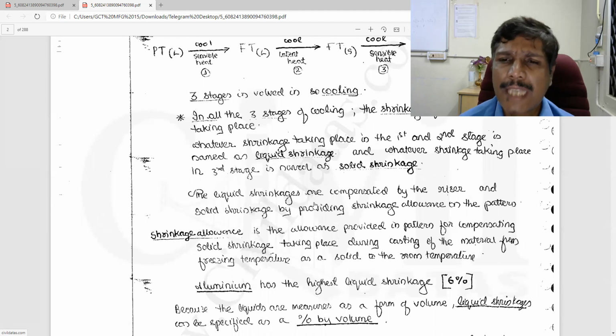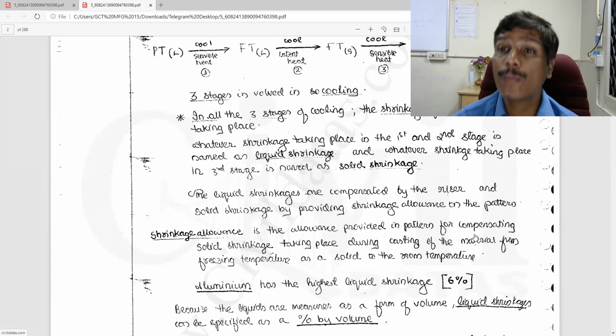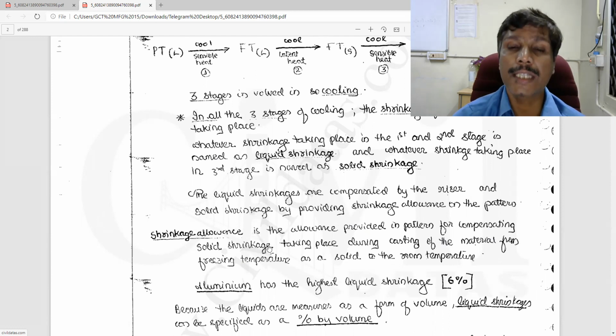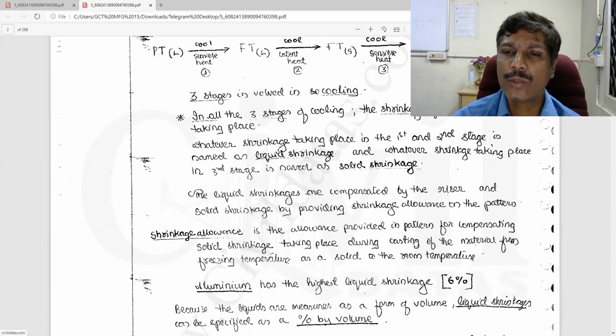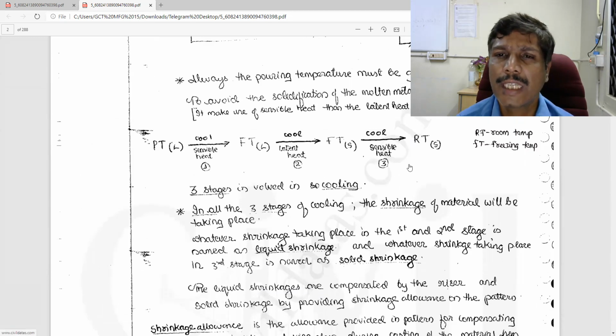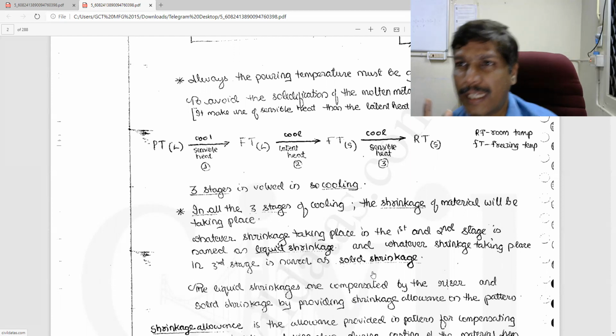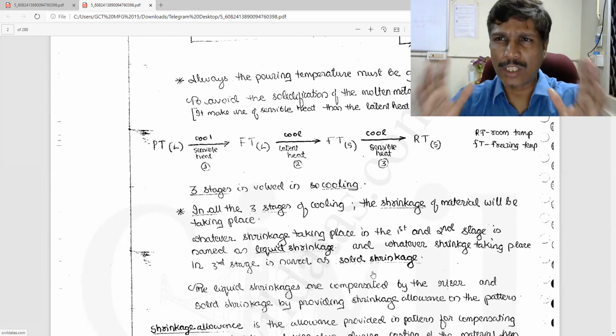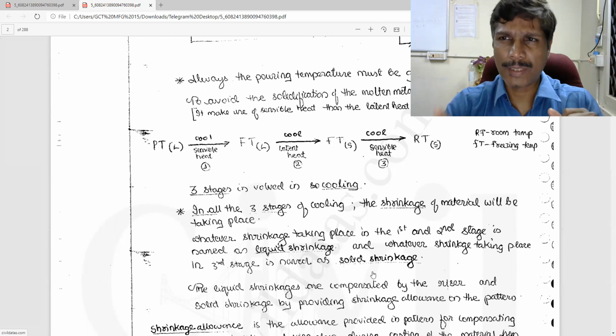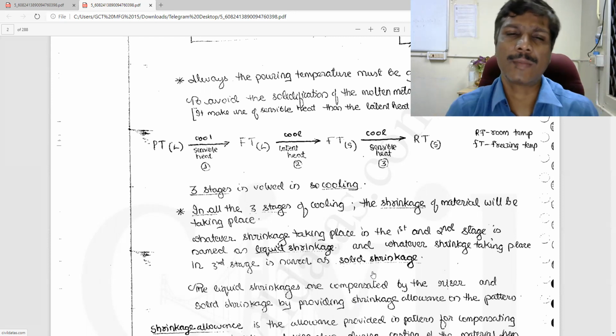Next, sinkage allowance is the allowance provided in the pattern for compensating for the solid sinkage taking place during the casting of material. So sinkage allowance takes care of only solid sinkage. The liquid sinkage is compensated by the riser, and the solid sinkage by providing the sinkage allowance. We have to remember we have 2 types of sinkage: one is liquid sinkage and another is solid sinkage. The solid sinkage is compensated by the pattern, and liquid sinkage by the riser.